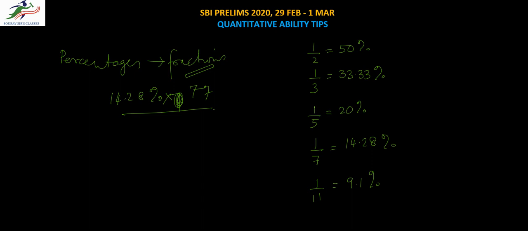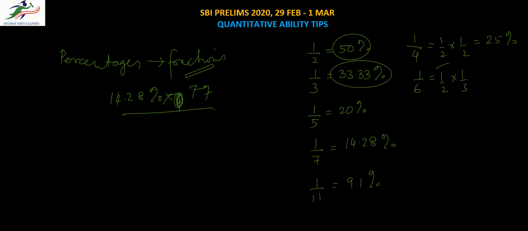So for example, if I want to know how much is 1/4, this is half of half, and half means 50%. So this is half of 50%, that is 25%. If I want to know how much is 1/6, that is half of 1/3. 1/3 is 33.33%. So half of that would be 16.66%. 1/8 is half of 1/4, which is half of 25%, that is 12.5%.